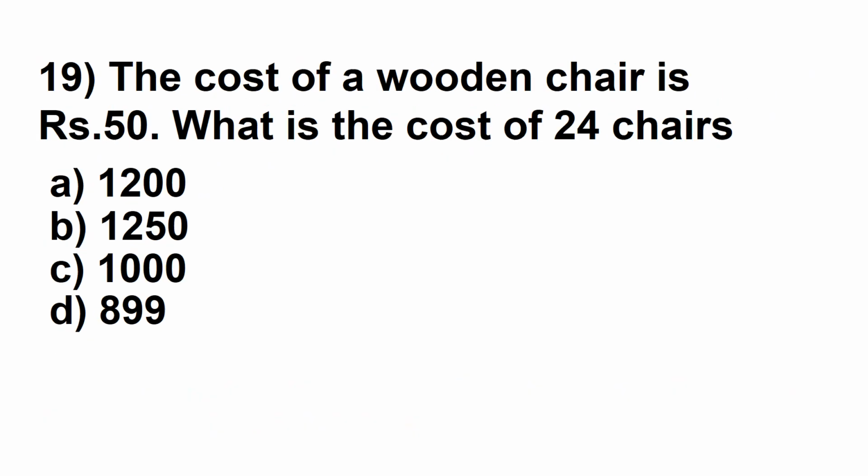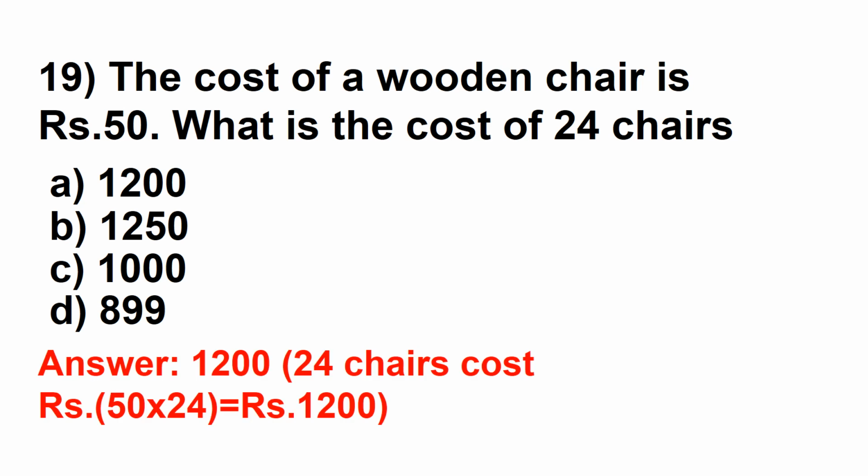Next one. The cost of a wooden chair is ₹50. What is the cost of 24 chairs? So if one chair is 50, you need to identify the cost of 24 chairs from the options. So the right option is A.